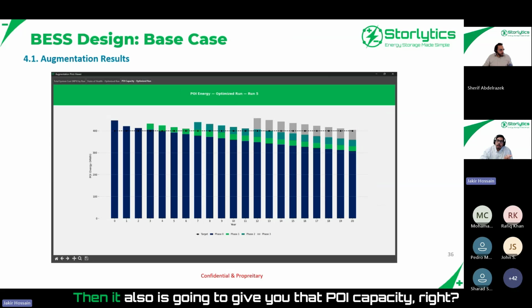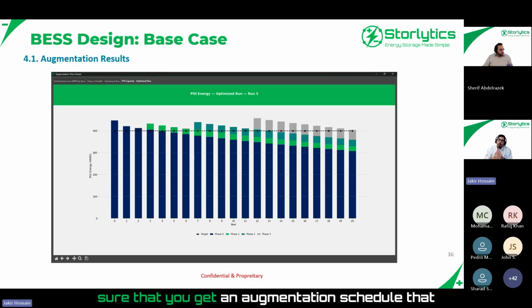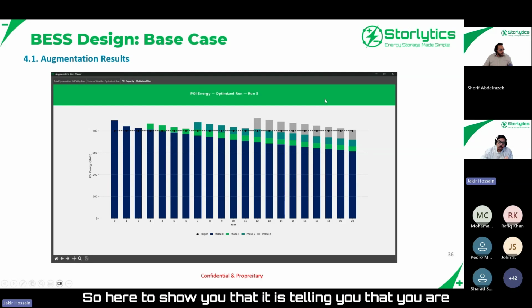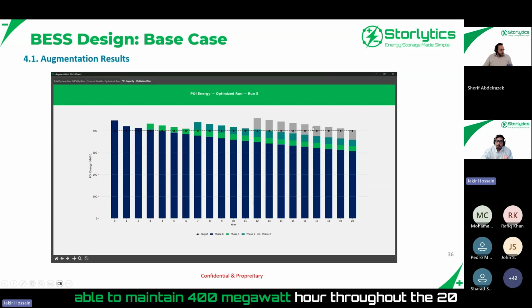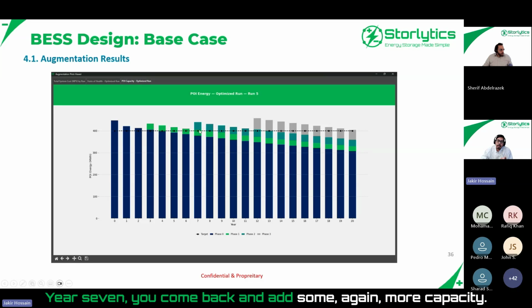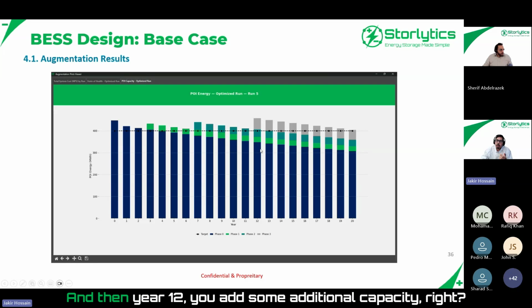Then it also is going to give you that POI capacity, right? Because one of the goals here is you want to make sure that you get an augmentation schedule that maintains the capacity throughout the project life. So here it will show you that you are able to maintain 400 megawatt hour throughout the 20-year project life. And it is recommending in this case, year 3, you come back and add some capacity. Year 7, you come back and add some, again, more capacity. And then year 12, you add some additional capacity, right?